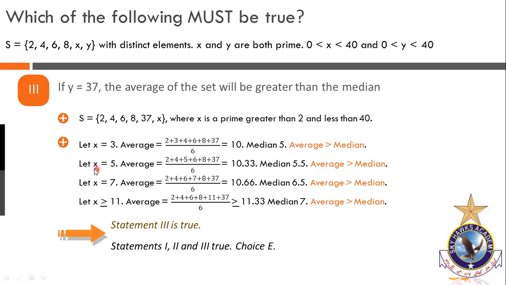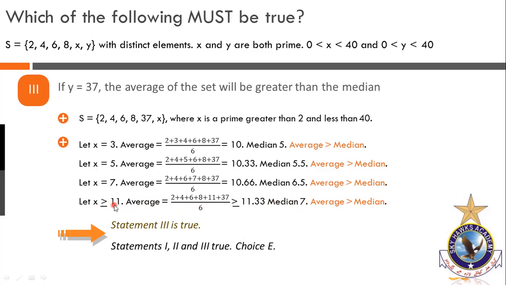So the average is greater. If we assign x as 5, the next prime number between 2 and 40, we will get this data, and the average is 10.33 because we divide by 6, and the median is 5.5. If we assign x as 7, the average will remain this, and the median is this. So once again, the average is greater. If we put x as 11, we will get this once again, and the average is still greater than the median.